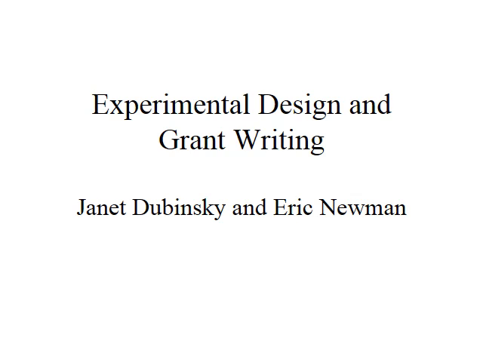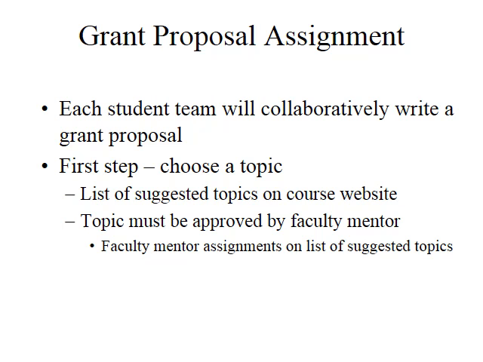This recording will explain the grant writing assignment for the course. Each student team will be writing a grant proposal collaboratively with other members of the team, and every member of the team will receive the same final grade for the proposal. The first step in writing the grant proposal is to choose a topic, and we have supplied a list of suggested topics that you can find on the course website.